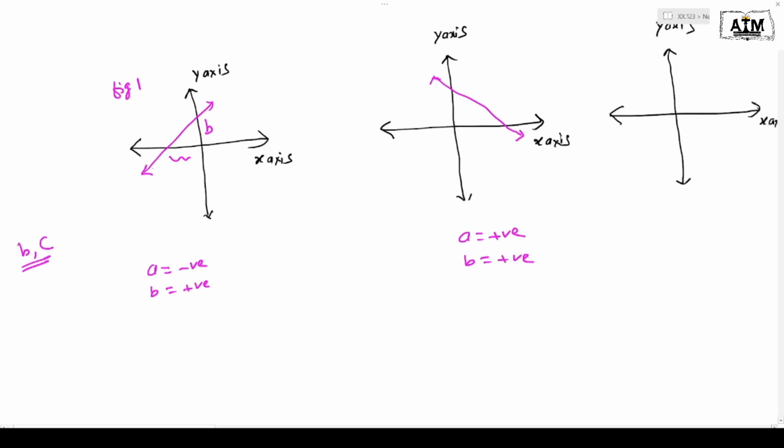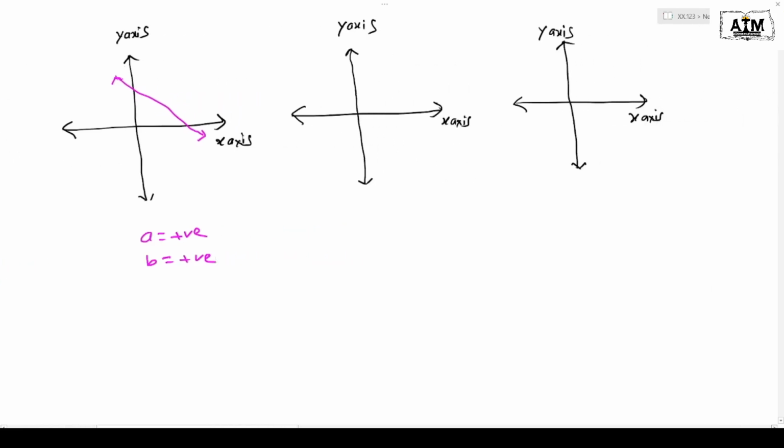Now in the third example, here the x-intercept is negative as well as the y-intercept is negative, because the line is below the x-axis and left of the y-axis. And suppose we draw like this, then the x-intercept is positive and the y-intercept is negative.